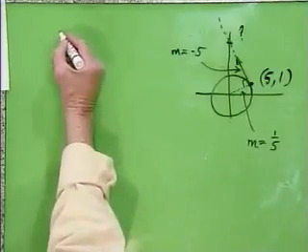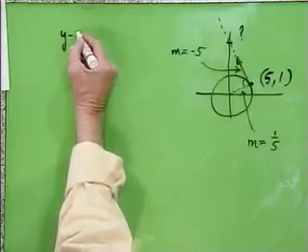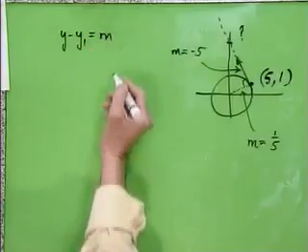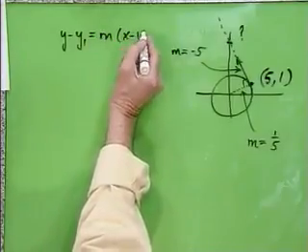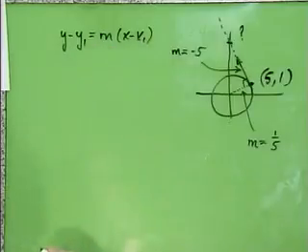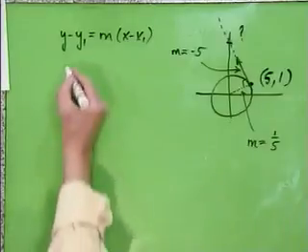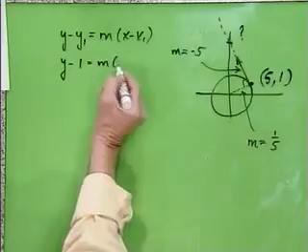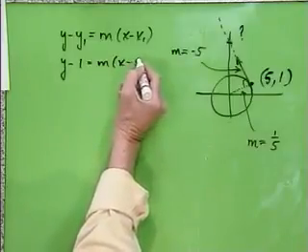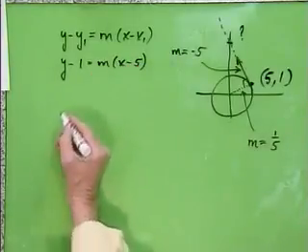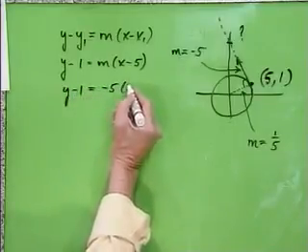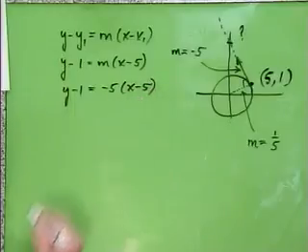And how did that go? y minus y1 equals m times x minus x1. Very good. Where x1, y1 is a point on the line. Well, we have a point on the line. The point is 5, 1. So this would be y minus 1 equals m times x minus 5. But we also know m, don't we? So let's plug that in. y minus 1 equals -5 times x minus 5.